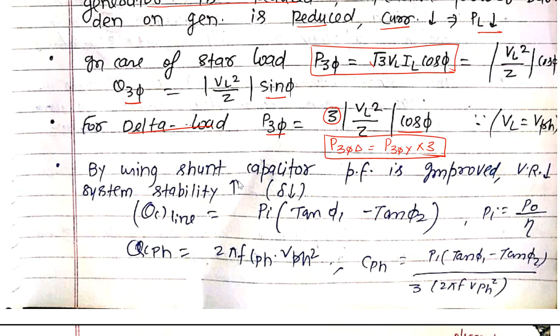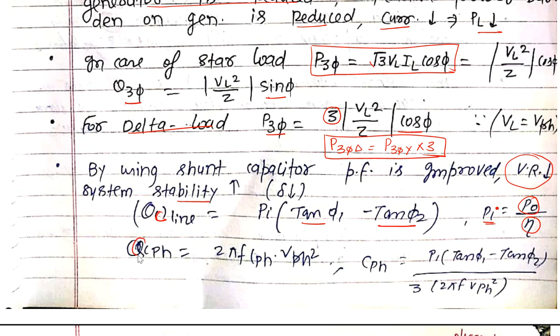By using a shunt capacitor, the power factor is improved. The voltage regulation, that means the change from no load to full load voltage, can be reduced, and the power system stability can be increased. So QC, the compensation we are supplying, is equal to Pi into tan phi 1 minus tan phi 2. The input power can be written as P naught by eta if the problem gives only output and efficiency, not input power.